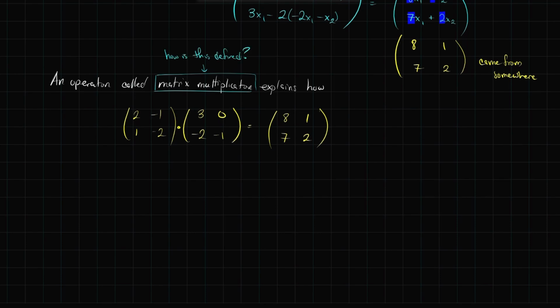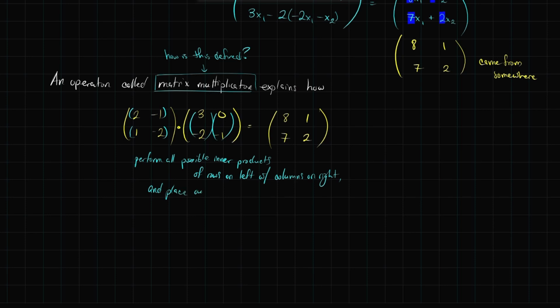Well, it's actually defined based on taking every row on the left-hand side and every column on the right-hand side and performing all possible inner products of rows on the left with columns on the right and placing the output in the space where they overlap.